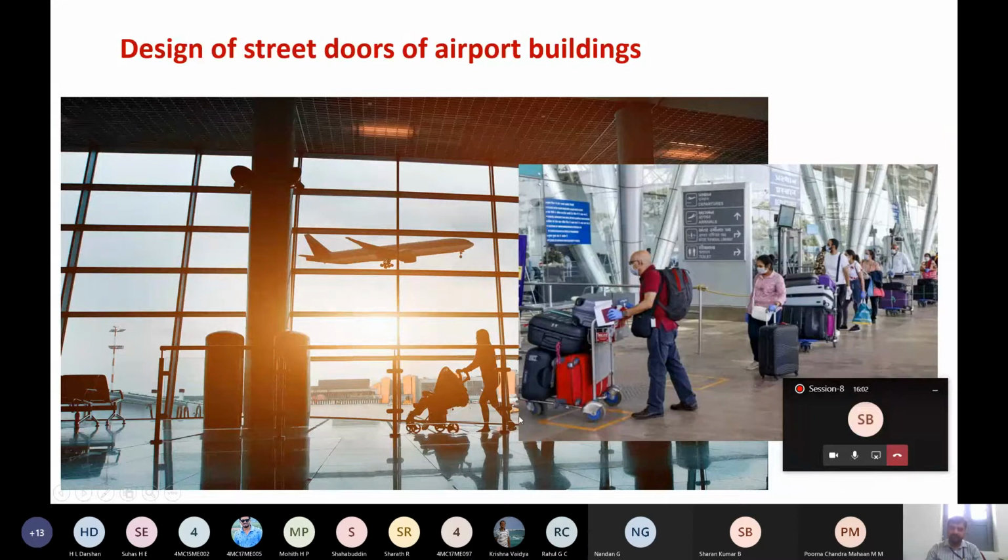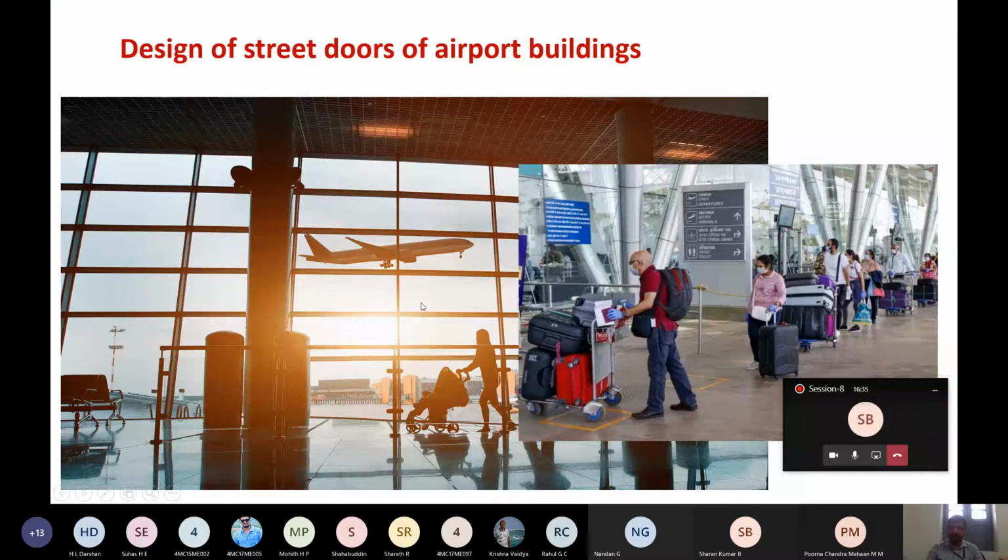Okay, now there's another problem. When passengers enter the airport, usually they will enter with luggage bags. Most of the time the passengers have loads in both hands. So they are either using trolleys or they may be carrying heavy luggage like this. So now the problem is that by using hands they cannot open the door. So as a designer, what are the possible solutions for this problem?